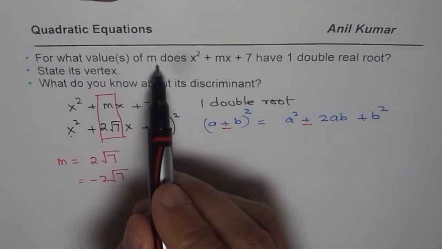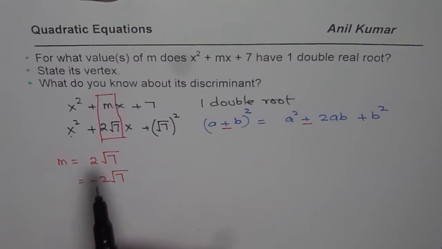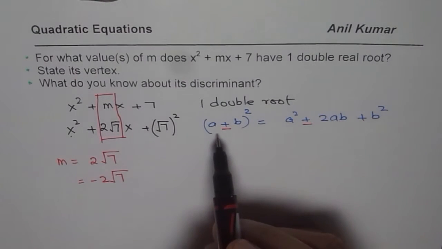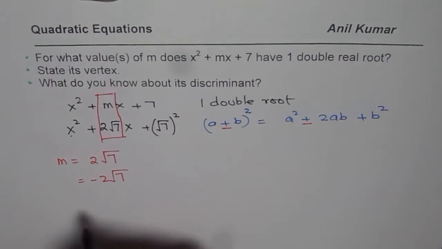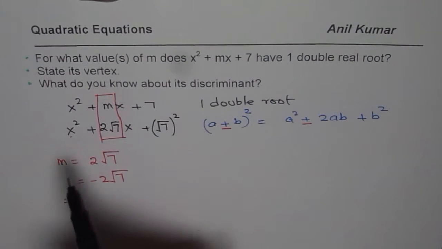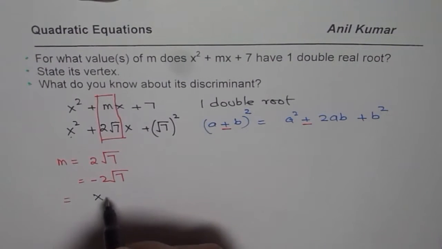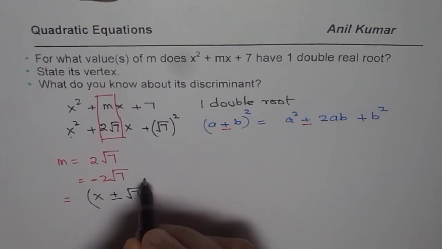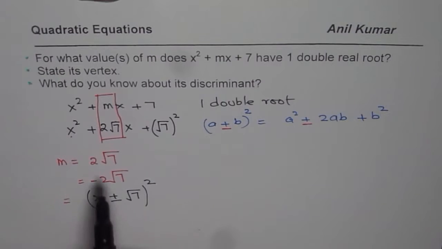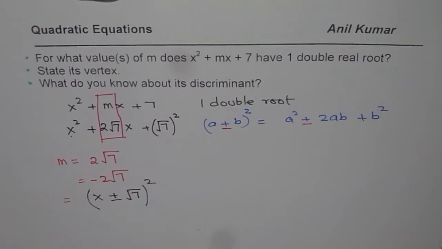So for what values of m does this have one double real root? So that is the value of m. Now for this particular value, the equation could be written with 2 square root 7. So you can now factor this, and if you factor it, what do you get? You get x plus or minus square root 7 whole square. This is what you get. So when you expand it, you will get this equation, and when you compare, m will be equals to 2 square root of 7.